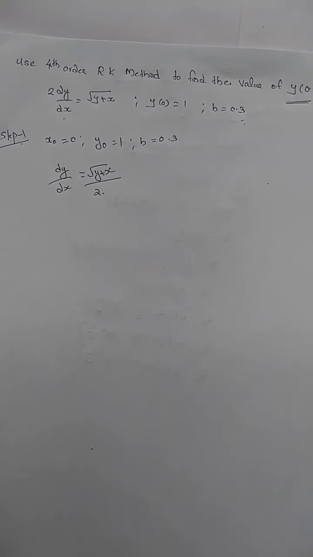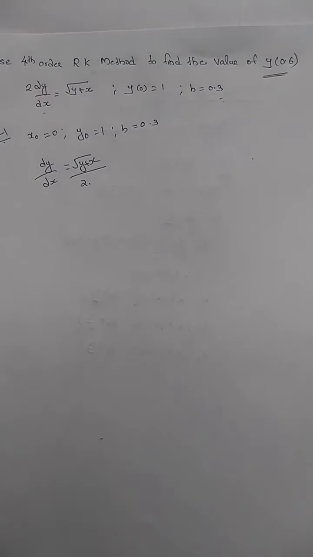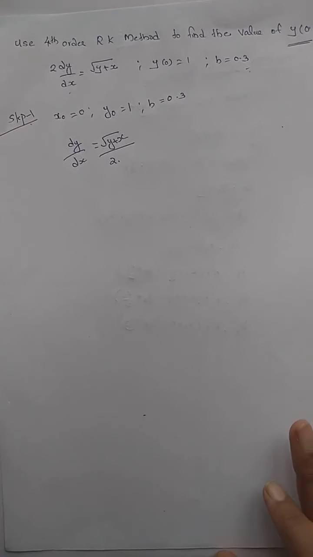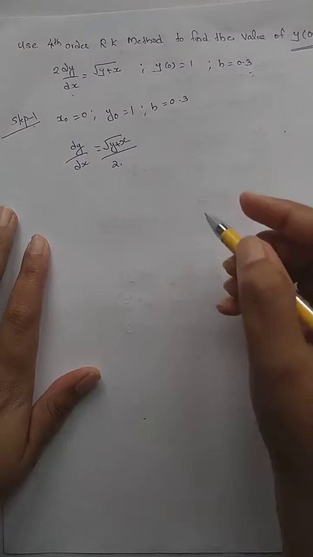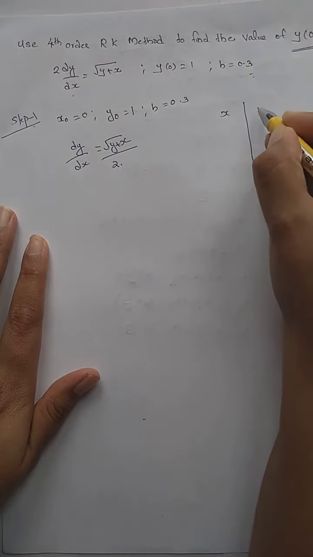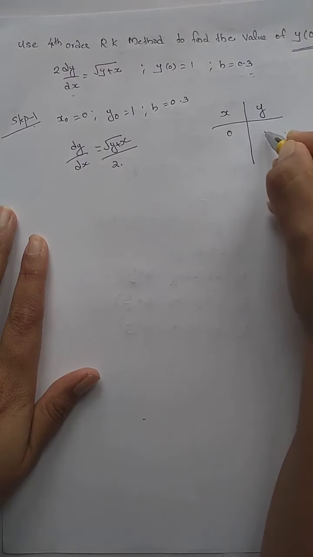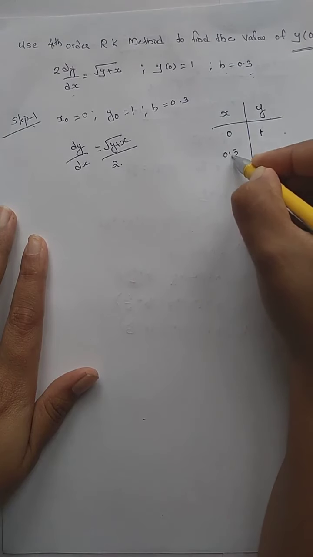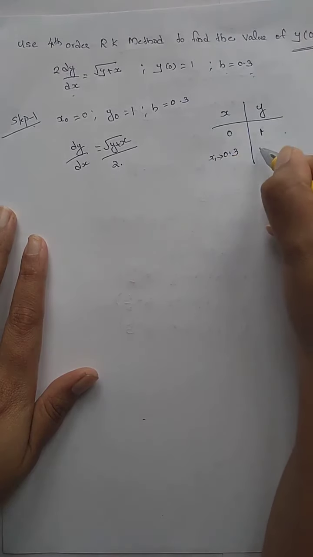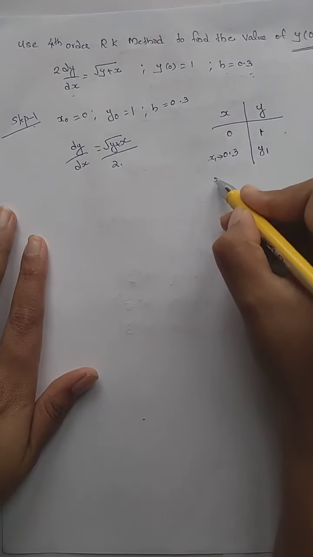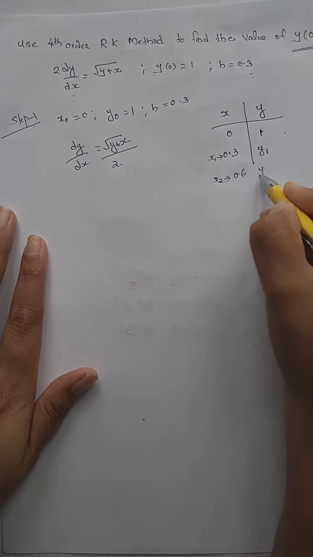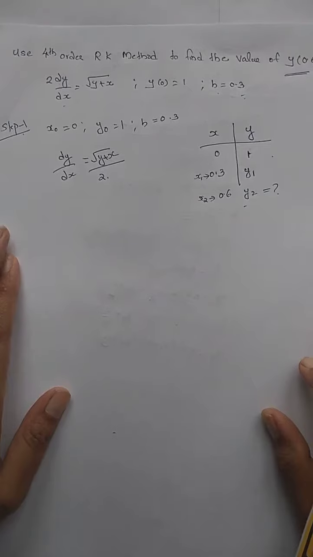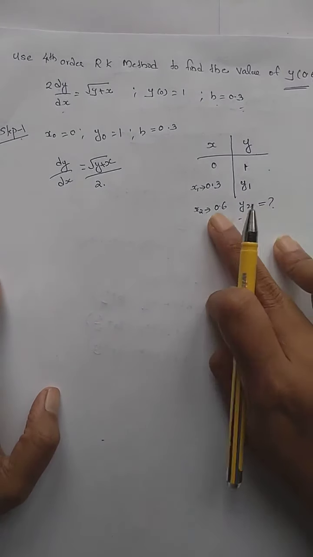So what we have to do is, we have to find out the values for x and y. So x value and y value, when x is equal to 0, y value is 1. Now after 0.3, then x will be 0.3, that is x1. x1 will be 0.3. At that time we have to find out y1 and we have to find out x2, 0.6. Then you will get y2. That is our question, that is y of 0.6. I hope you understood. Okay, so we have to find y of 0.6.